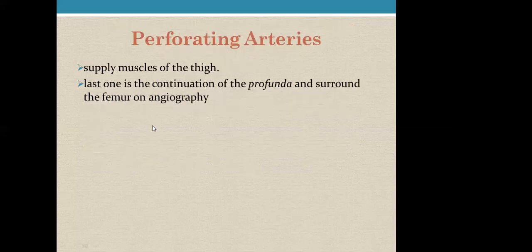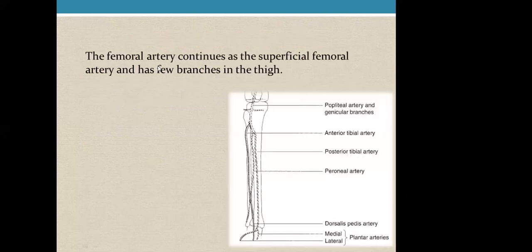The perforating arteries, which are a group of 4 arteries, supply the muscles of the thigh. The last one is the continuation of the profunda and surrounds the femur on the angiography. The femoral artery continues as the superficial femoral artery and has a few branches in the thigh. Right here.